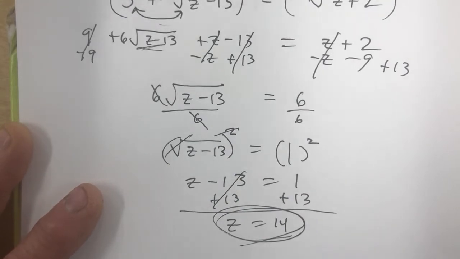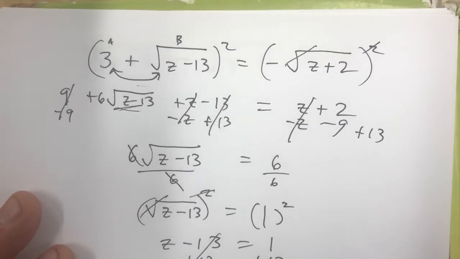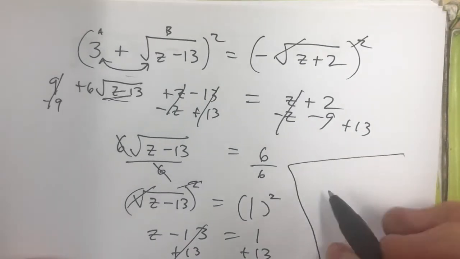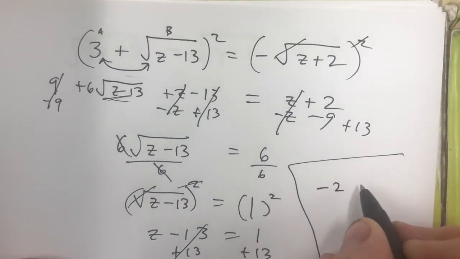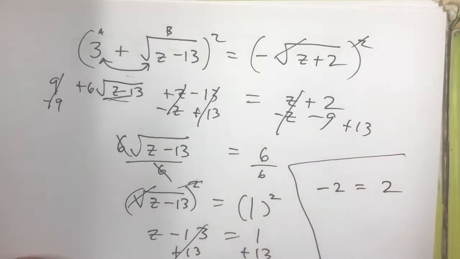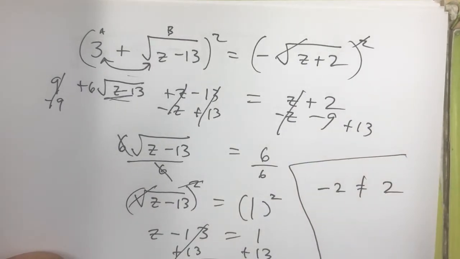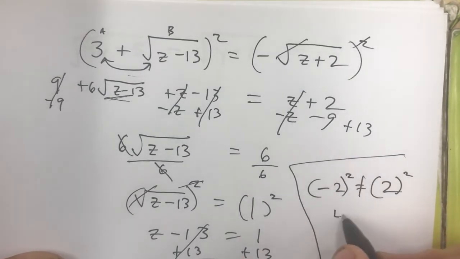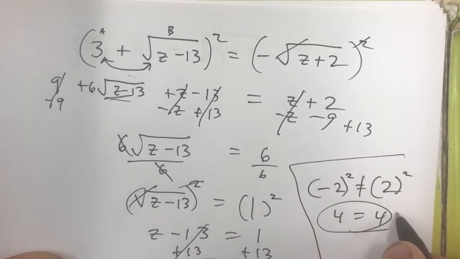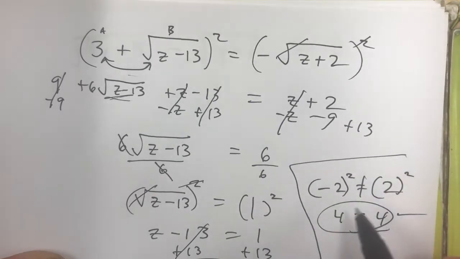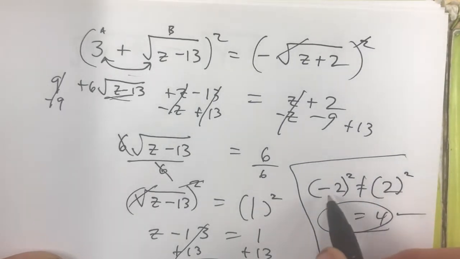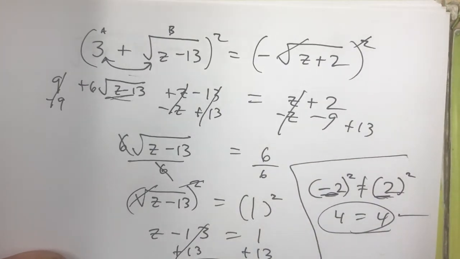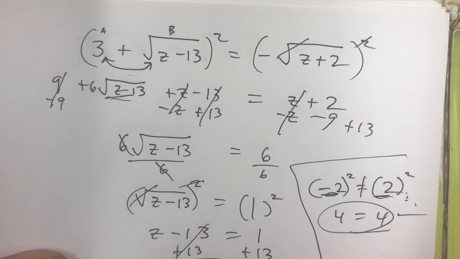Okay? But you have to check it, because it's possible we got an extraneous solution. What that means is over here, if I have two things, like if I have a negative 2 and a 2, those are not equal. But if I square both of them, I got a positive 4 and I got a positive 4. Now they are equal. All right? So when I square both sides, I could take something that's not equal and make it equal. So because of this thing right here, I've got to check my 14.